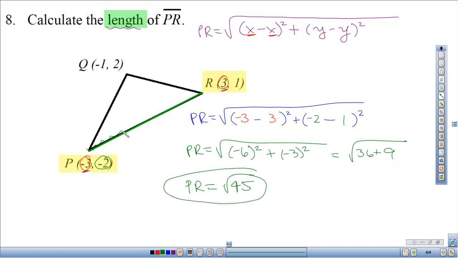From here all the way over here has a length of square root 45. And what is square root 45? Square root 45 is between what? Square root 36 and square root 49. So this would be 6 and this would be 7. So square root 45, that distance is about what? Like 6.6 or 6.7? That's about how far apart those 2 points are. That would be the length.